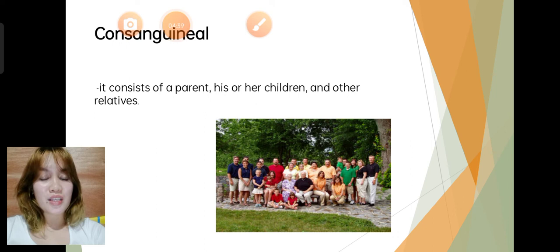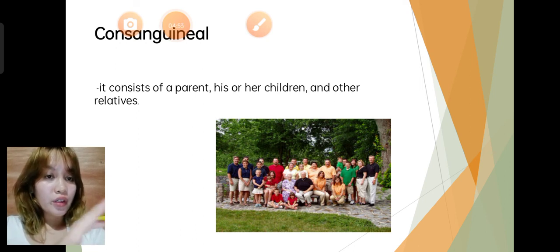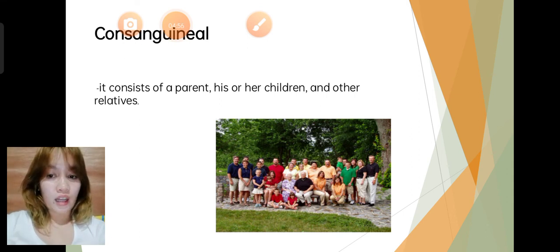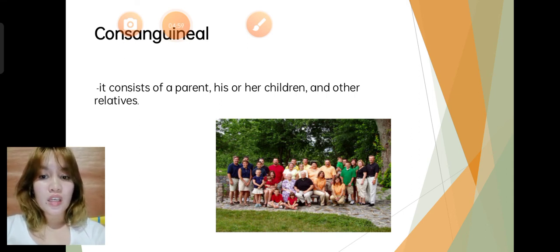A consanguineal family is a family that extends beyond the conjugal or nuclear family. In addition to the married couple and the children, as you can see in the picture here, they have their grandparents, their aunts, their uncles, and the cousins living all in the same household, under the same roof. In other words, the consanguineal family consists of blood relatives in addition to the immediate family.